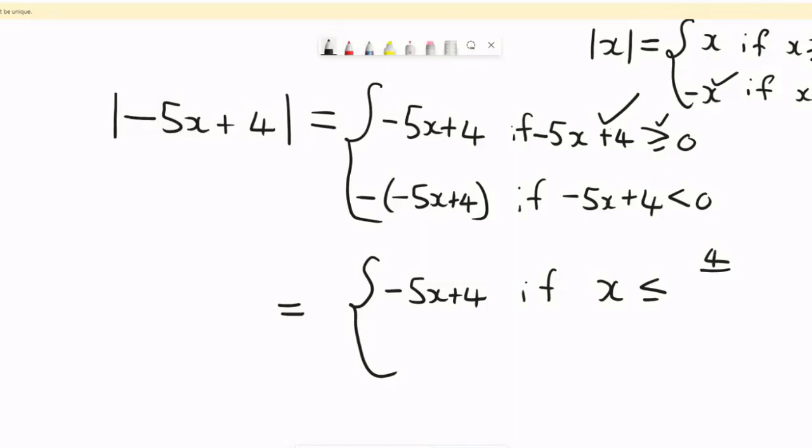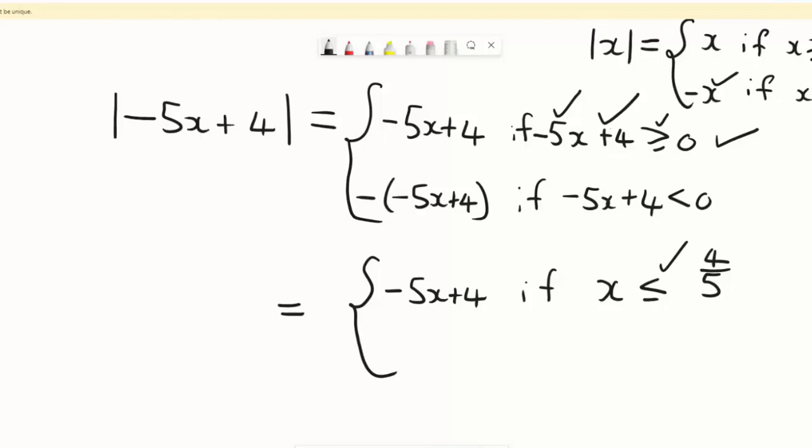Does everyone agree with that for the top one, for this one here? I've transposed the 4 for the top one to the left-hand side, it becomes -4, right? I took it to the right-hand side. Then I divided by -5. Division by a negative means the direction of the inequality will change. That's why I end up like that, okay?